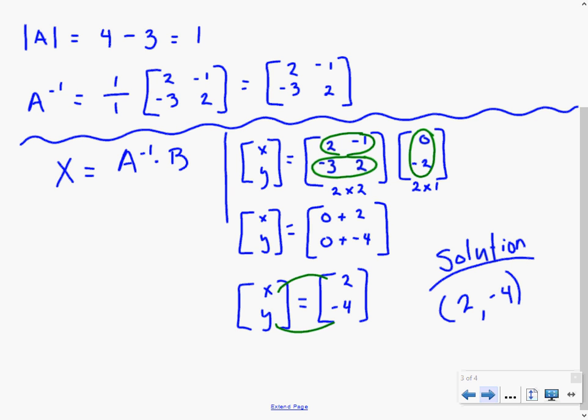We will be talking a lot more about this, but this is the main idea. Calculate the determinant to determine if you can find the inverse matrix, find the inverse matrix, and then we can set up some matrix equations to solve for X and Y.